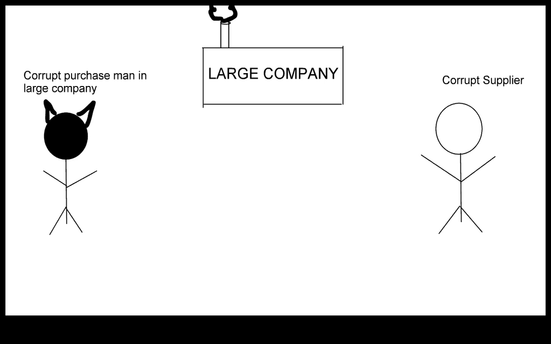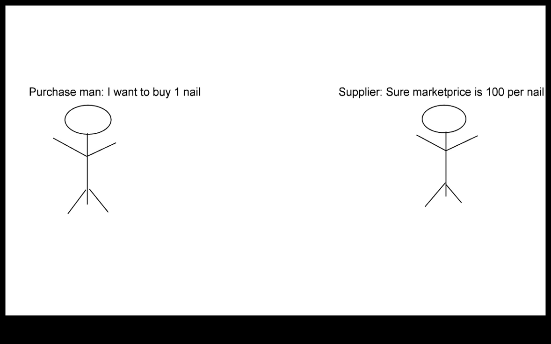So currently what happens in the system is that there are essentially three players: a supplier, a purchaser within the company, and a large or medium-sized company. Now, what happens in the scenario is essentially the purchaser from within the company says he wants to buy one nail, supplier gives him a regular market price, which is $100.